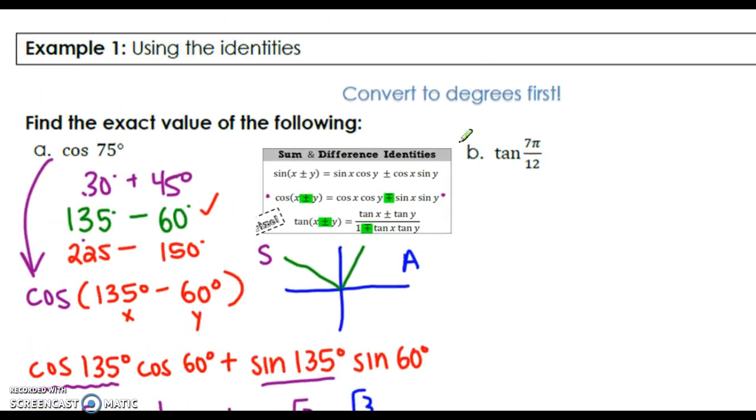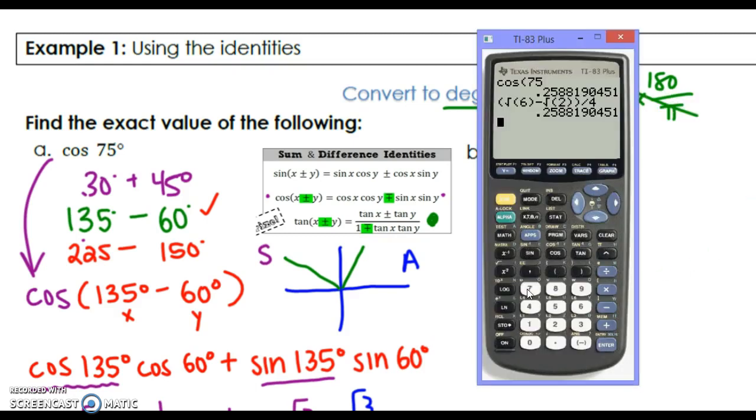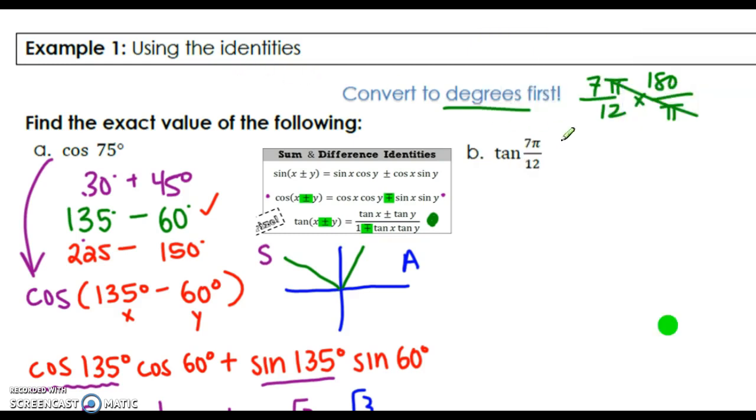Let's go ahead and take care of a tangent version. So we're focusing on the one that has green next to it. Convert to degrees. The easiest thing that you can possibly do is basically you're going to do 7/12 times 180. Let's do 7 divided by 12 times 180. Grand total of 105 degrees.